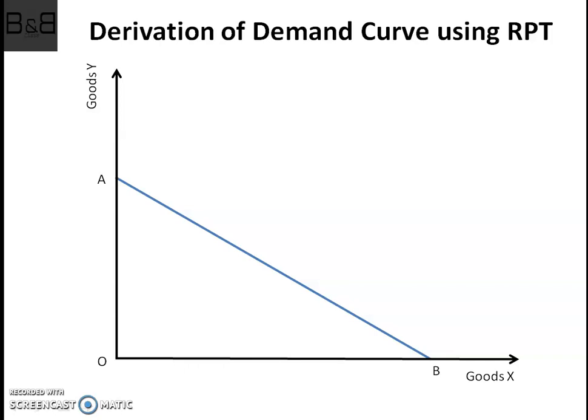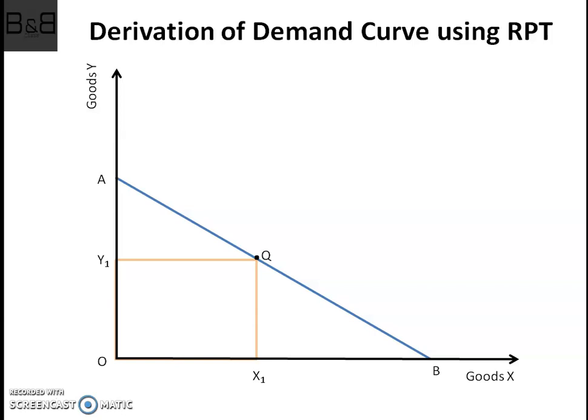If the consumer chooses a bundle Q on the line AB such that the consumer is consuming X1 quantity of goods X and Y1 quantity of goods Y, then Q will be termed revealed preferred. We have already discussed this entire thing in our first part.